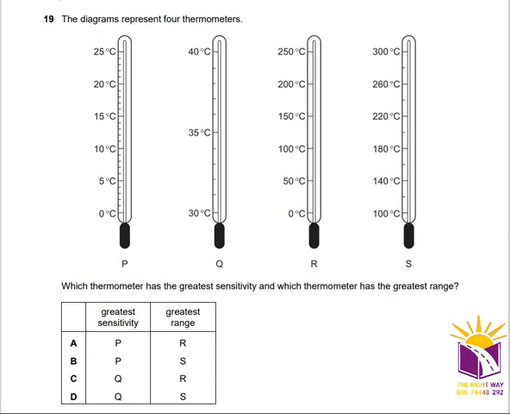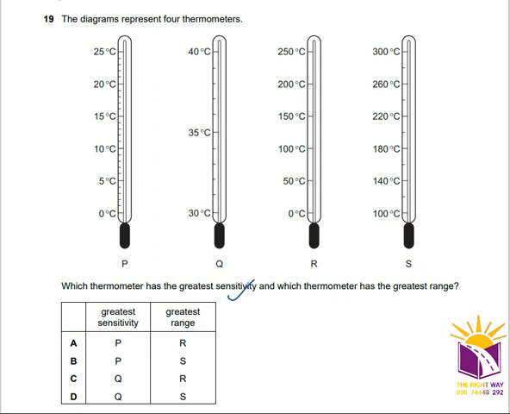The diagram represents four thermometers P, Q, R, S. Which thermometer has the greater sensitivity and which thermometer has the greater range? So we are going to find the greater sensitivity first. Sensitivity means more expansion of the liquid for less temperature. For less temperature, our liquid expands more.